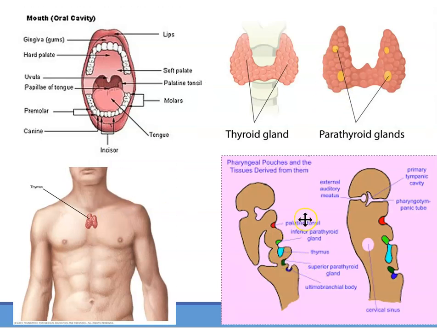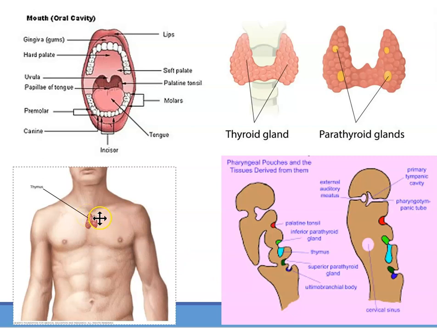From the second pouch, we said the inferior parathyroid gland comes. Also, the thymus comes. Now, this is not a thymus, this is what a thymus looks like. What do you guys know about the thymus? Thymus is a small gland. It's found in the lymphatic system.